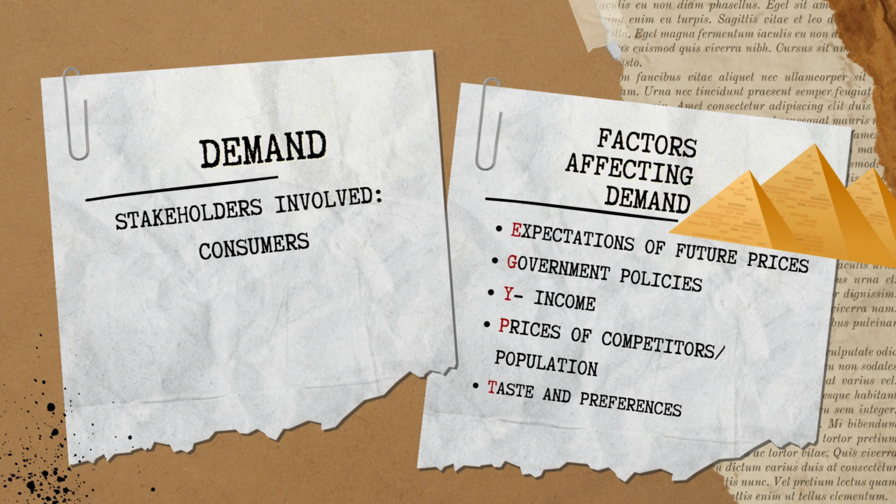And what are the factors that affect the consumers, which in turn affect the demand curve? The factors are EGYPT. Yeah, I'm not talking about the country Egypt. I'm talking about the acronym for the factors affecting demand, which are expectations of future prices, government policies, income, price of competitors, and tastes and preferences. Yet again, this should not be alien to you guys, because in JC1 you should have been very familiar with all these terms, because you have been revising this on and on for very long. So let's see how demand works in a free market.